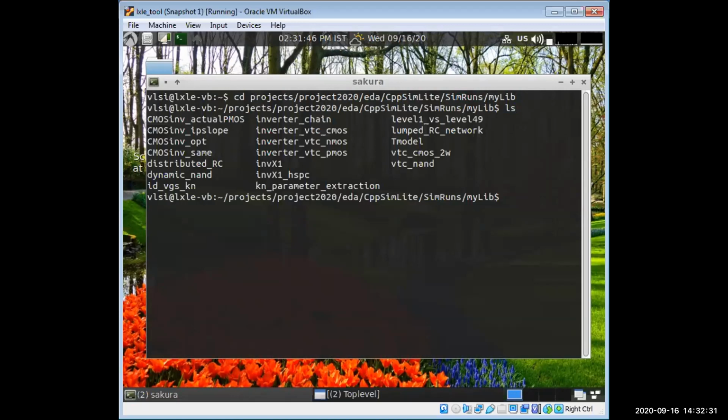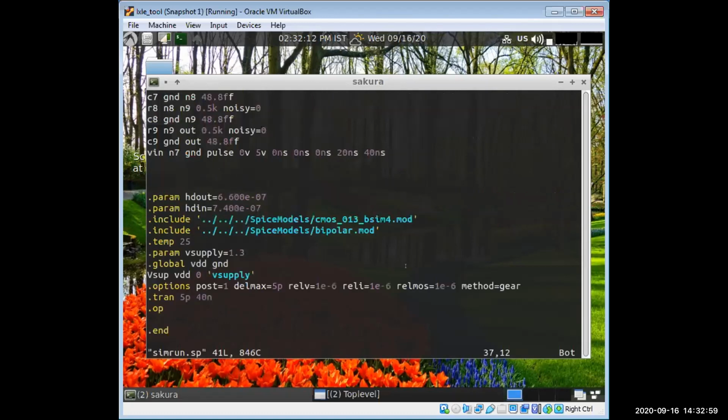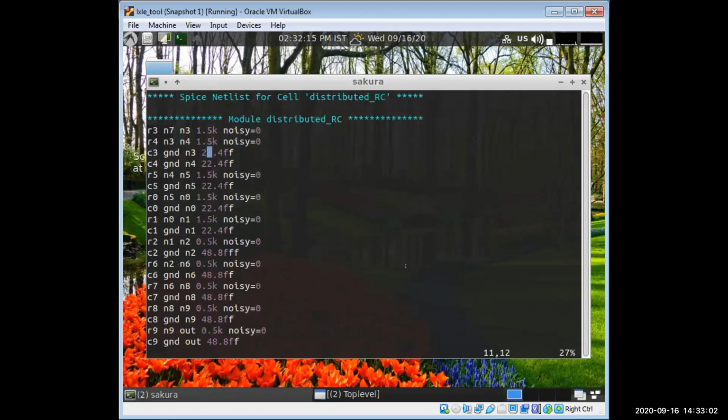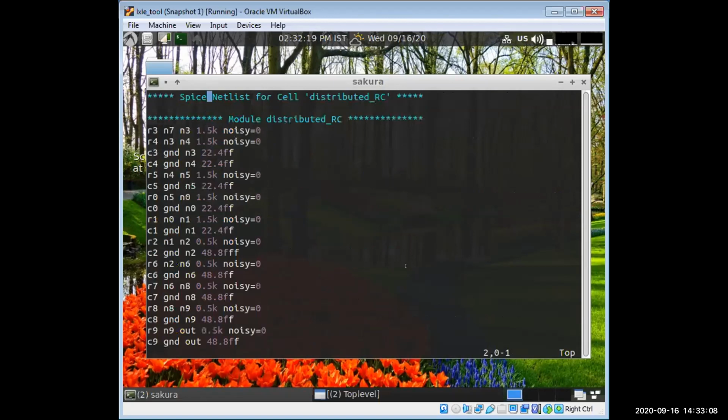Okay, so the distributed RC network is this one. This is lumped. Yes, this is distributed RC. So cd distributed RC, then vim simran.sp. Now you can see all the values. So here are the 10 resistances and the pulse voltage source. Here we have to give the path, so that is .lib.